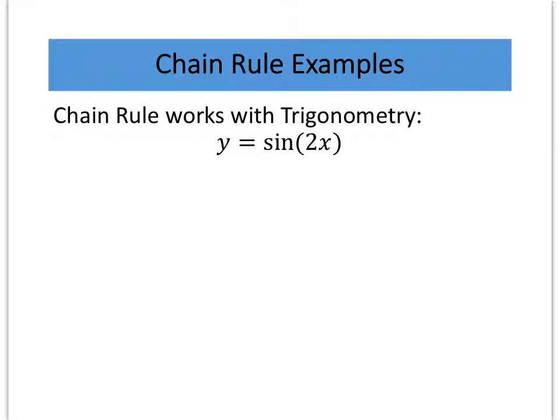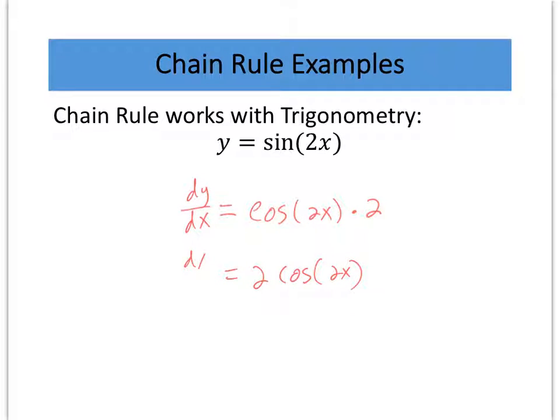This chain rule also works with trigonometry, and this is quite a simple one. But if I take the derivative of a sine function, let's say, the derivative of sine is cosine, so dy dx is going to be cosine of the stuff times, by the chain rule, the derivative of the inside, so times 2. So this becomes 2 cosine of 2x. Pretty straightforward.